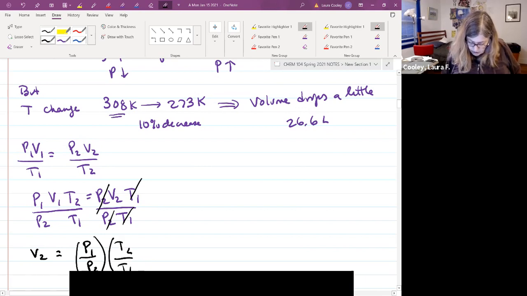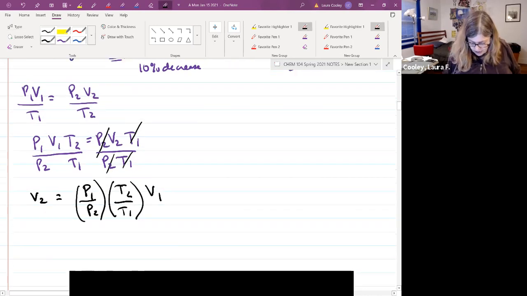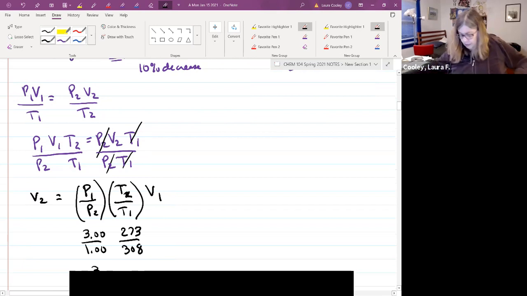T2 over T1 and V1. The reason I write it like that is you can see that each one is a factor. P1 over P2 is going to be 3 over 1, so that's a factor of 3. T2 over T1 is 273 over 308, and that's a factor of something like 0.89.